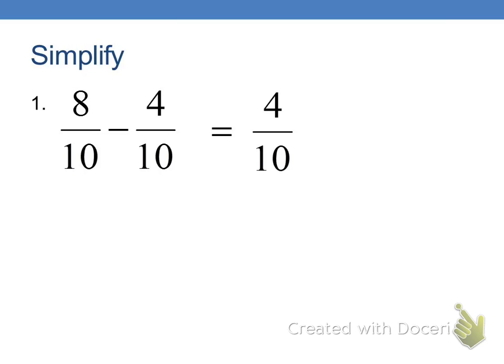Yes, sir? Divide both numbers by 2. They're both even, so that's always kind of the easiest way to do it. So 4 divided by 2 is going to give us a 2. 10 divided by 2 is going to give us a 5, and then that's our final answer, 2/5. Questions?